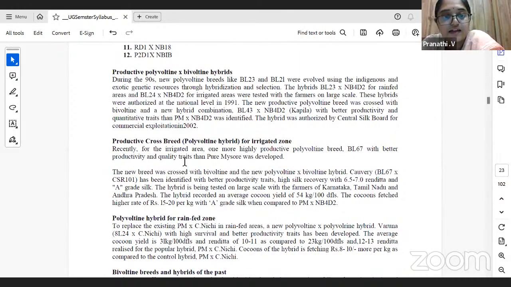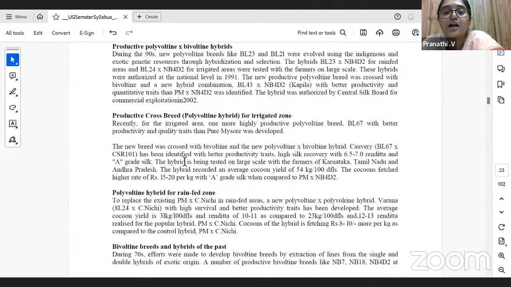And in different areas, again different kinds of experiments were done as such. So irrigated area, non-irrigated area. So you have a highly productive polyvoltine breed BL67 that has better productivity quality traits as compared to the other breed, which is your pure Mysore, that was developed.